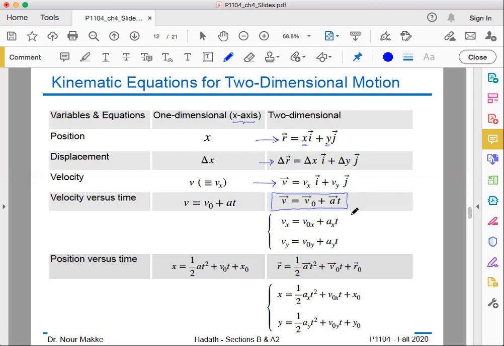And if we want to actually expand this equation, you'll see that it has two equations hidden. The first one, if you project this equation along the x-axis, you'll find that the x component of the velocity is equal to the x component of the initial velocity plus the x component of the acceleration multiplied by time, and the same for the y-axis. So we'll end up with vy equals v0y plus ay t, where v0y is the y component of the initial velocity, and ay is the y component of the acceleration.